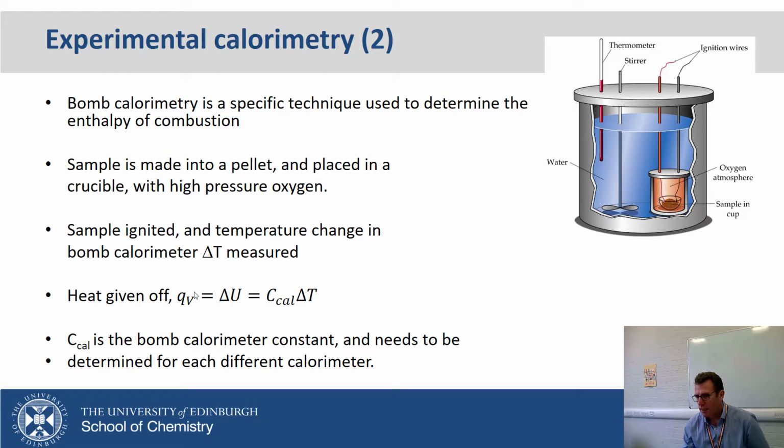So we can work out a situation where we know QV, we know what the answer will be, we measure delta T, so that'll give us a calorimeter constant. So we always have to calibrate it first, and then we go back and do the experiment a second time with our unknown. So now we know C cal, we know delta T for our unknown, so we can work out the heat given off at constant volume, which will be the change in internal energy.